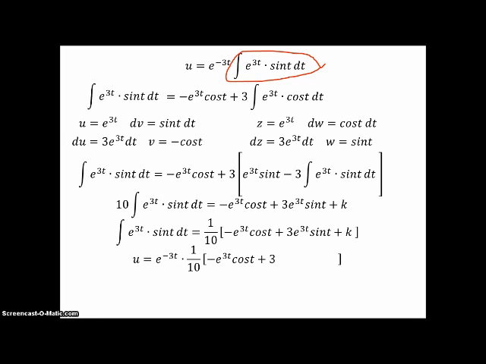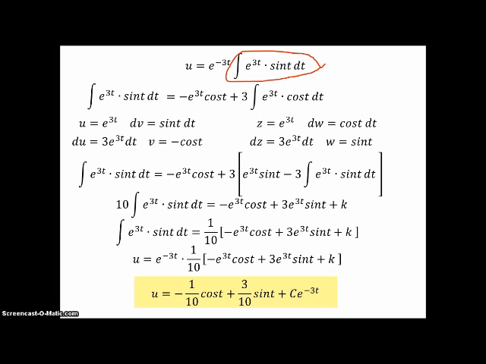and we get u equaling the original e to the negative 3t times what we got for the integral. Okay? And then if we multiply through by e to the negative 3t, we get a nicer answer. And instead of calling the constant 1/10 k, I just renamed it capital C.